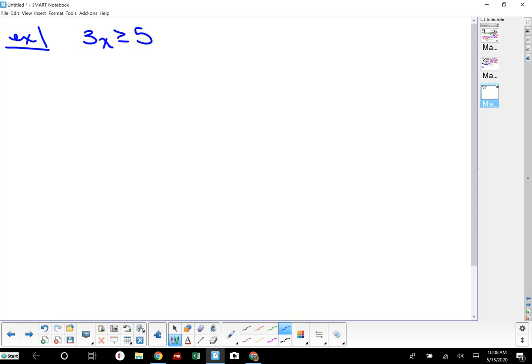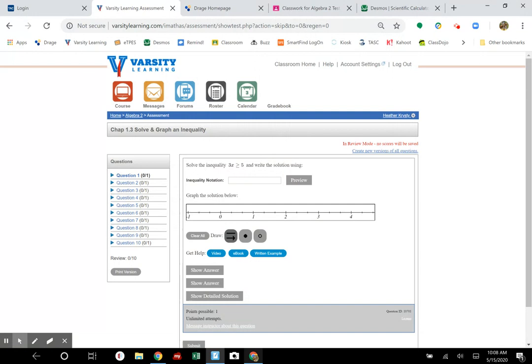Well, this is one step to finish, and it's fairly easy. And then I just want to talk about what we're doing with it. So we're going to divide by 3. Nothing's getting flipped because nothing's negative. So I'm going to get x is greater than or equal to 5/3. Okay? And we'll talk about how to type that in. Actually, let's just go do that. So x is greater than or equal to 5/3. So I'm going to come over here.